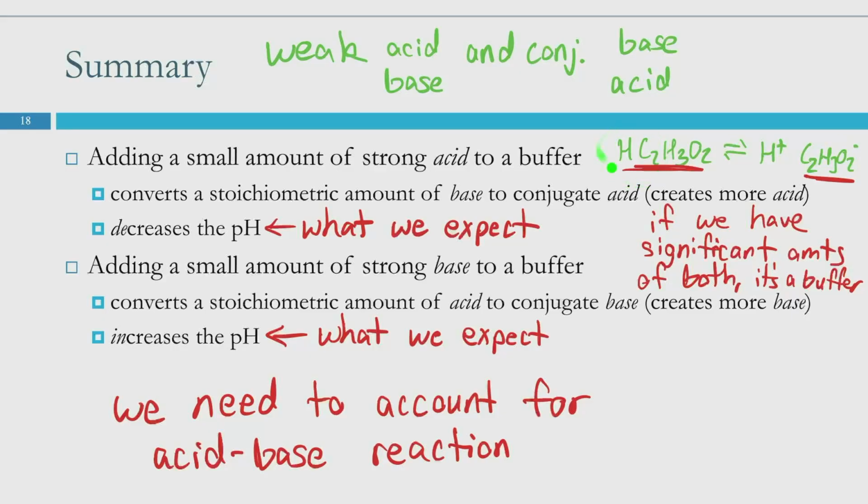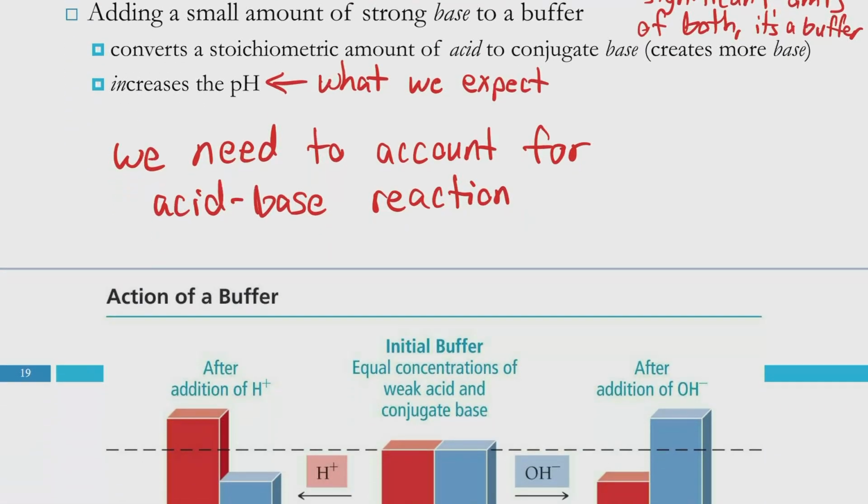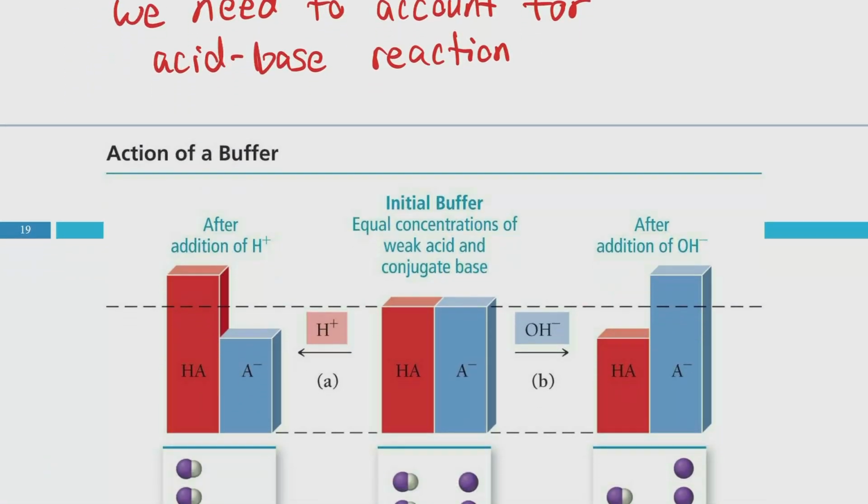So if we add more hydroxide, that's going to use up some of our acid and turn it into the conjugate base. If we add some acid, that's going to add to the conjugate base and revert that into the acid. And that's what this slide was talking about. And our pH changes the way that we would expect it to change, just not as much as we'd expect it to change.